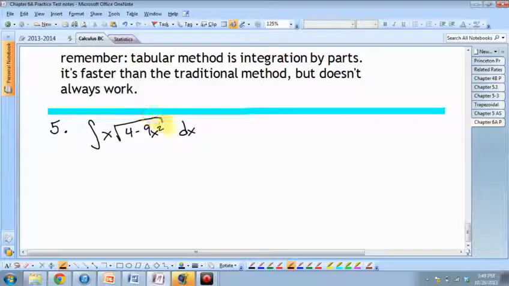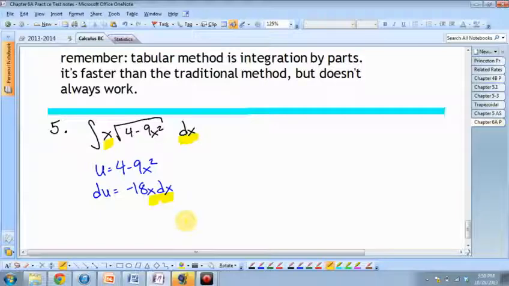So adding that there is basically just a way for the test taker to make you second guess what you're doing. We call that evil, right? U is equal to 4 minus 9x squared. Du is equal to negative 18x dx. So if I take a look at my parts, that dx is shared here. This x is shared here. So it looks as though using a plain U-substitution is going to work.